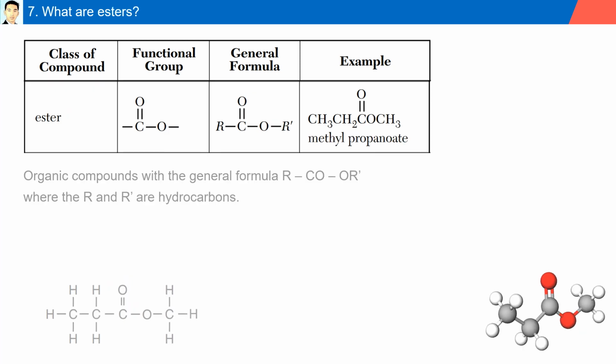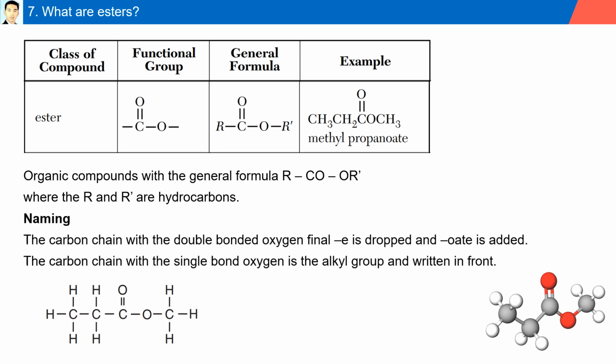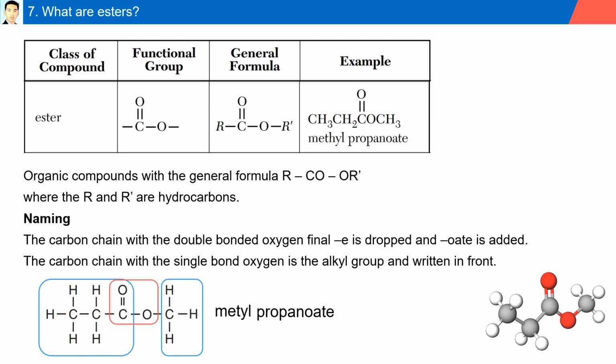What are esters? Organic compounds with a general formula RCOOR', where R and R' are hydrocarbons, are known as esters. When we name these compounds, for the carbon chain with a double bonded oxygen, the final E is dropped and OATE is added, while the carbon chain with a single bonded oxygen is the alkyl group and is usually written in front. In this example, the C double bond O has 3 carbons in that chain, so it is called propanoate, while the alkyl group has one carbon and is known as methyl, and that is written in front. So the name of this compound is methyl propanoate.